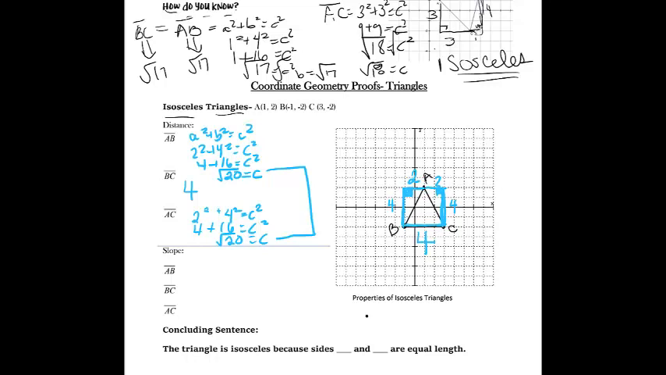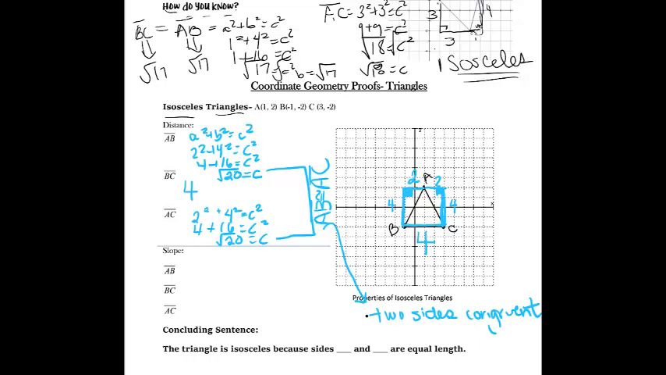But the idea would be to see that AB and AC are congruent to each other. That's the big idea. And I'm going to put that right down here. Properties of isosceles triangles: it has 2 sides congruent.